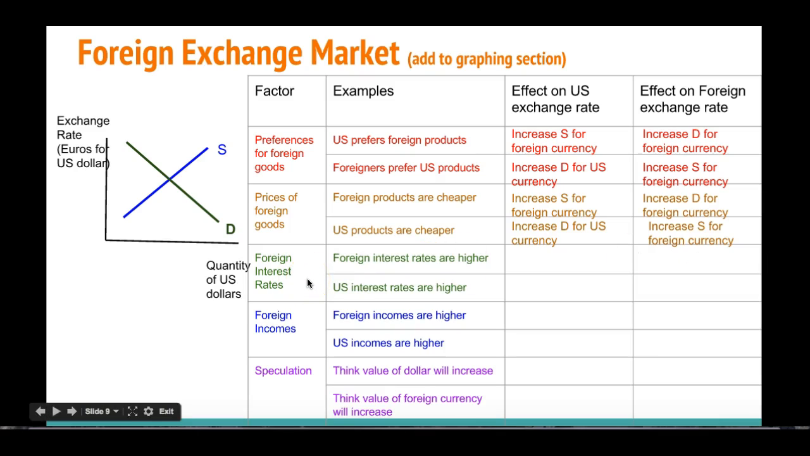All right, what about foreign interest rates? So this is interest rates on investments, okay? So if foreign interest rates are higher, think of it as an investor, okay? Where do you want to be? Do you want to be in the U.S. or do you want to be in the foreign market? If you're an investor, you want to be in the foreign market. So it's going to increase the demand for the foreign currency. As a result, it's also going to increase the supply for U.S. currency.